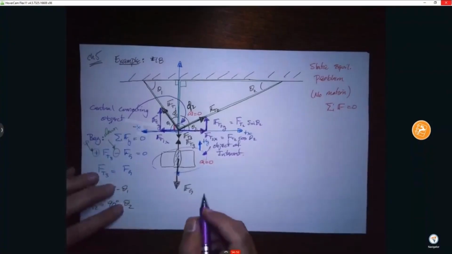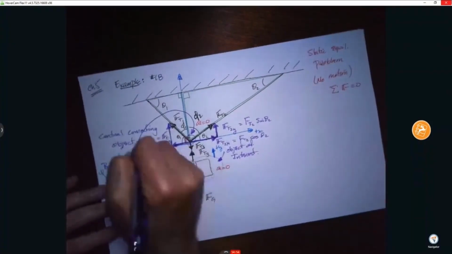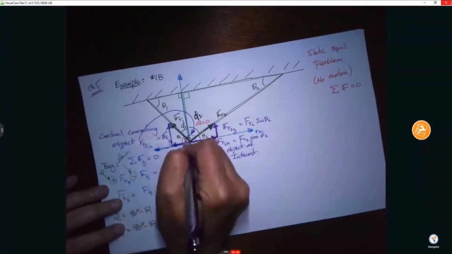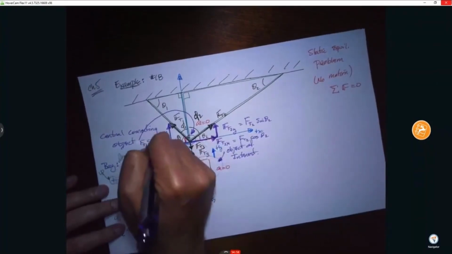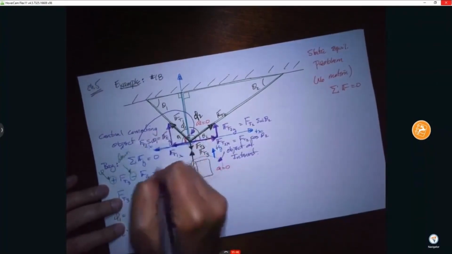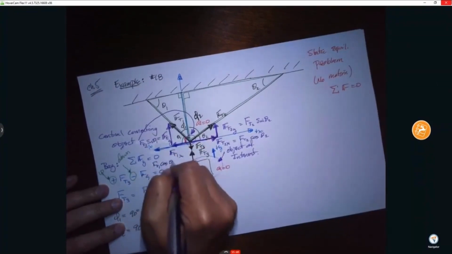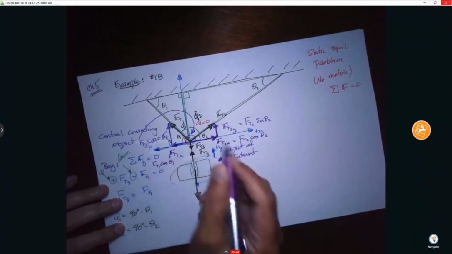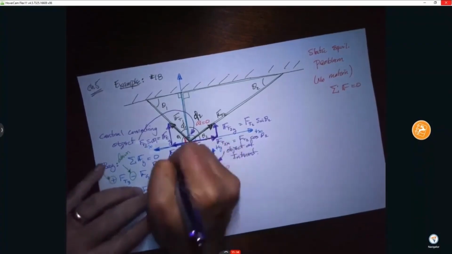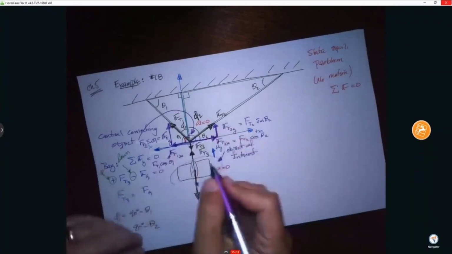And then for the y and the x, we're going to get pretty much the same kind of thing. So this will be my Ft1. Since it's opposite the theta 1, that'll be sine of theta 1. And then this will be Ft1. Since it's adjacent, it'll be the cosine of theta 1 is going to be our Ft1x. Okay.